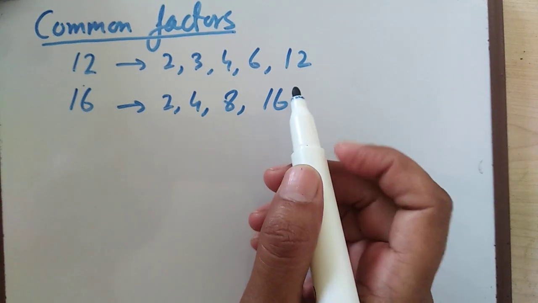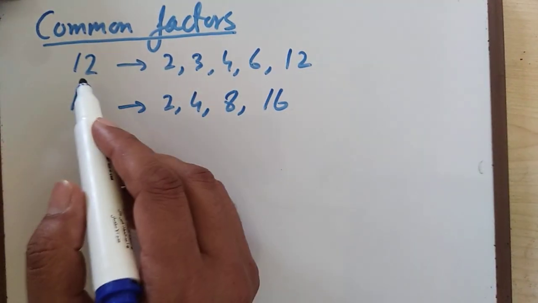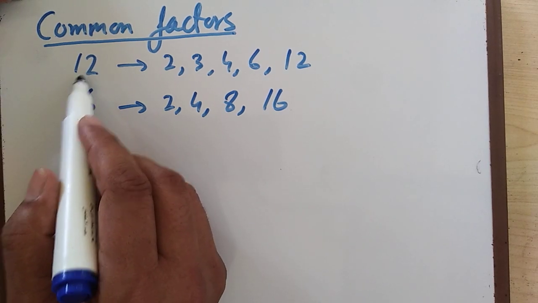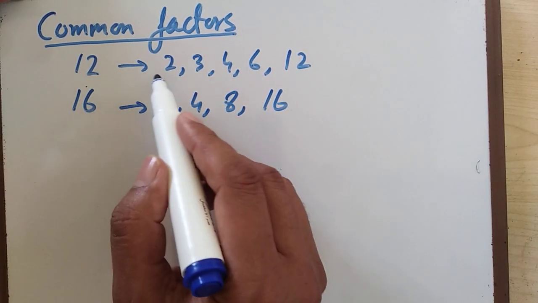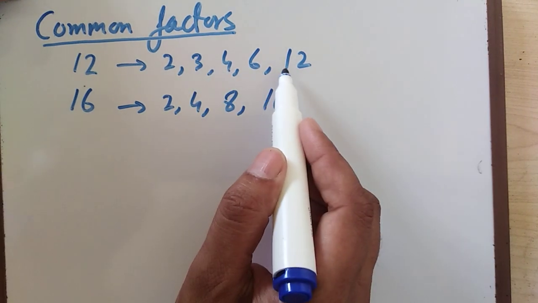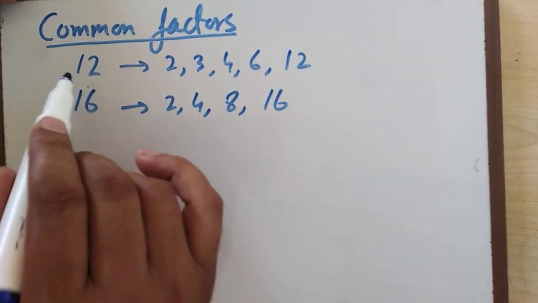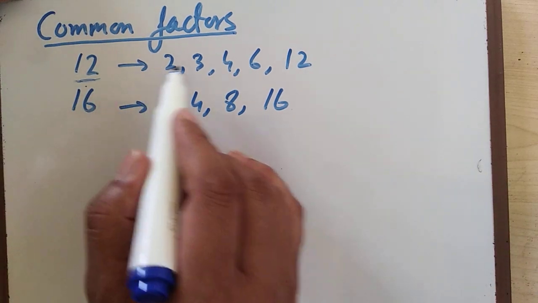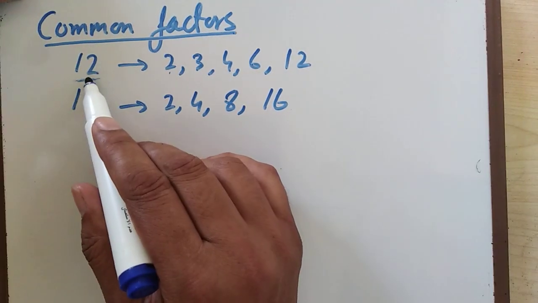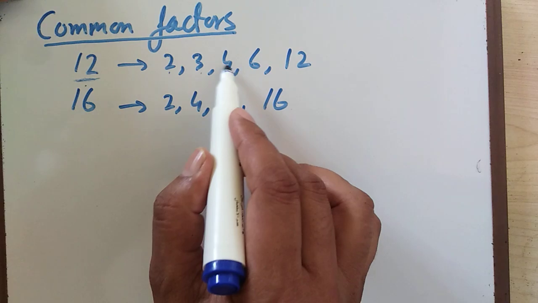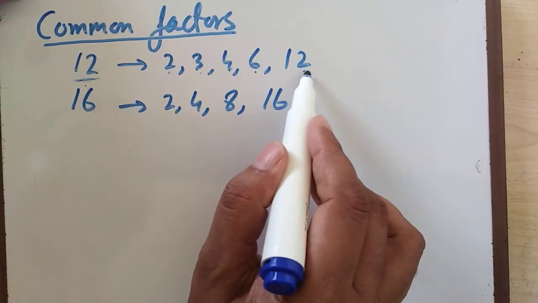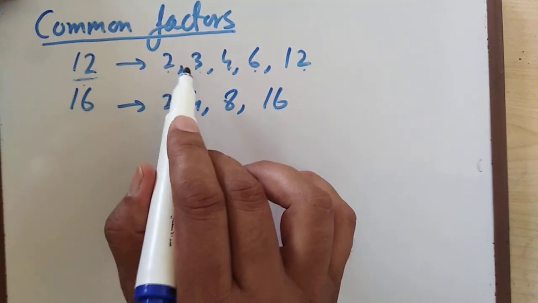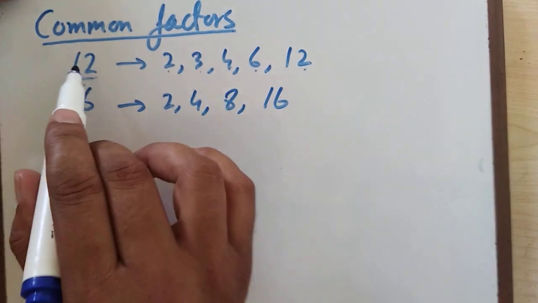Okay, the next one is common factors. You can see we have two numbers, 12 and 16. What are factors? Factors are those numbers which can divide a number completely. 2 can completely divide 12, 3 can completely divide 12, 4 can, similarly 6 and 12. These are the factors of 12 which can completely divide 12.